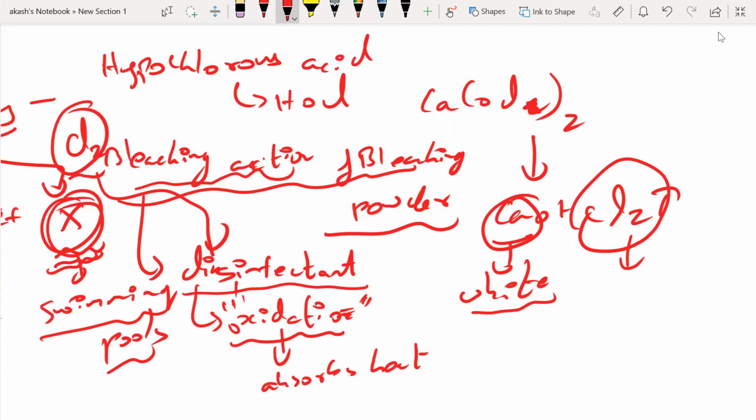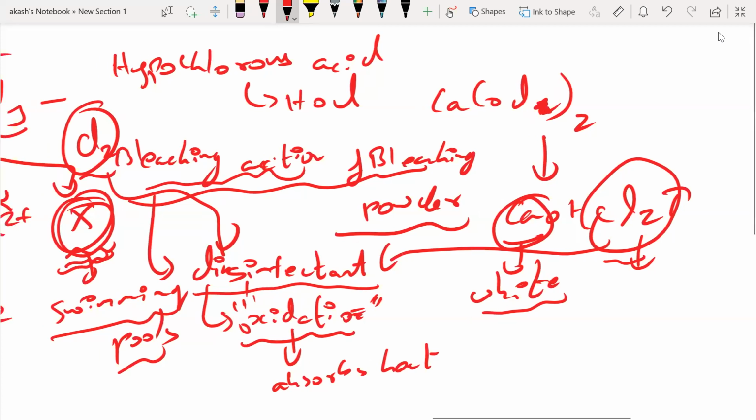So what you have to understand is the smell is due to chlorine. Absolutely. The smell is due to chlorine gas getting evolved. That is what is responsible. That I would say is the disinfectant. That is only responsible for the bleaching action of the bleaching powder. Okay, right? Good. So that is about bleaching powder.